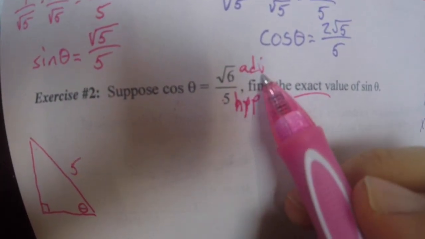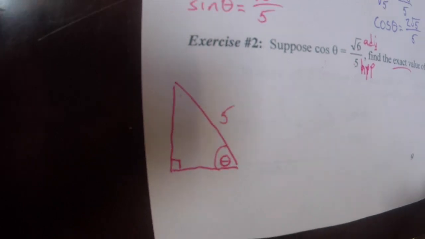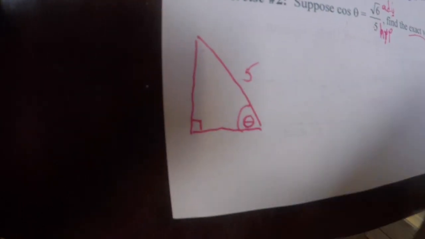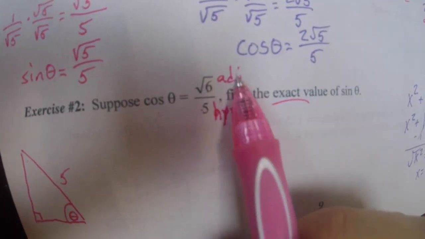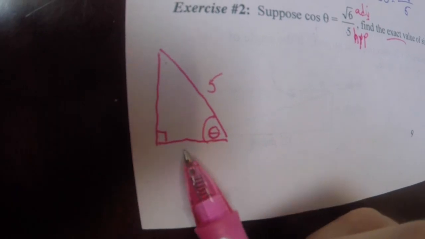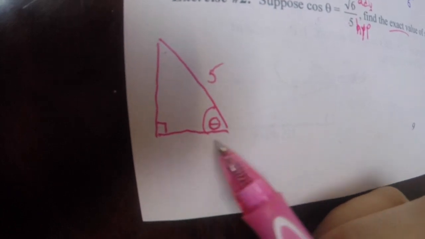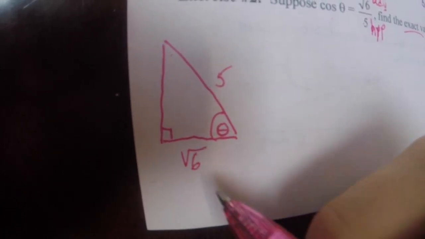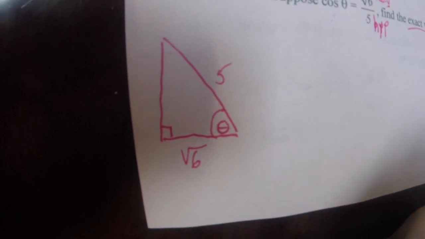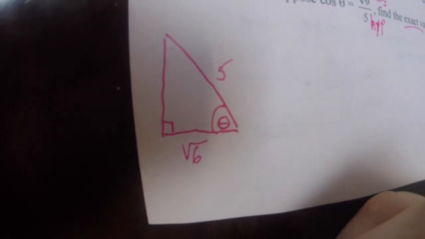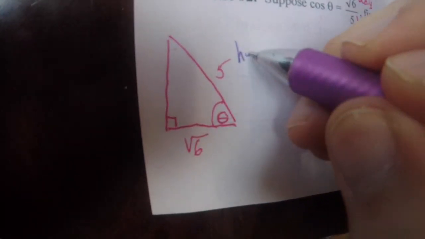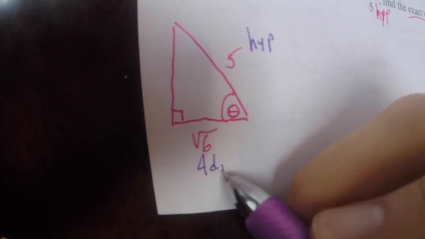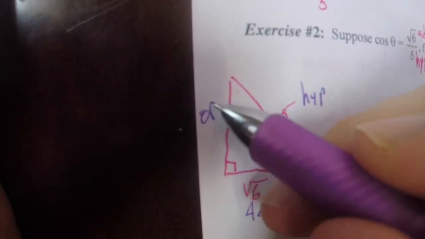And I know radical 6 is the adjacent, so I have to figure out where radical 6 goes. Is it going to be this side over here, or is it going to be this side down here? Radical 6 is an adjacent, so which one is adjacent to theta? Is it this one all the way over here, or is it this one that's touching theta? It's this one down here. Adjacent means next to. So here's my hypotenuse. Here's my adjacent, which means this side all the way over here has to be the opposite.